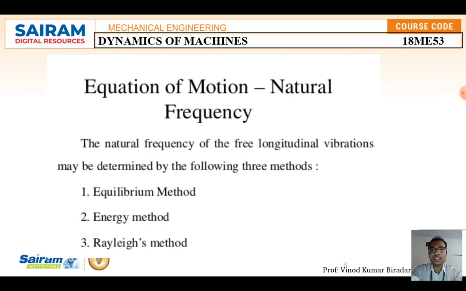The next topic is the equation of motion to find the natural frequency. There are three methods to find the natural frequency of a particular system. The natural frequency of free longitudinal vibration may be determined by the following three methods. We will study these three methods in the next PPT, but now we are going to solve problems. We already studied these in another PPT: the equilibrium method, the energy method, and the Rayleigh method. Equilibrium method is also called the D'Alembert principle. For your syllabus all three methods are there. In the examination they may give you a particular system to find the natural frequency, and you can use any one method.